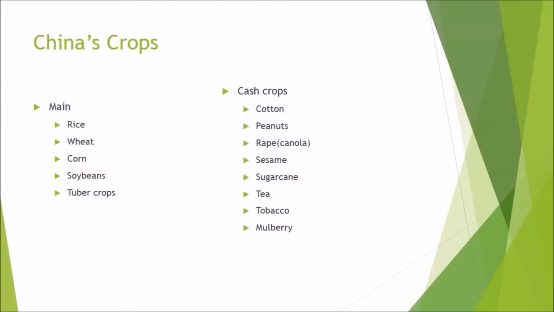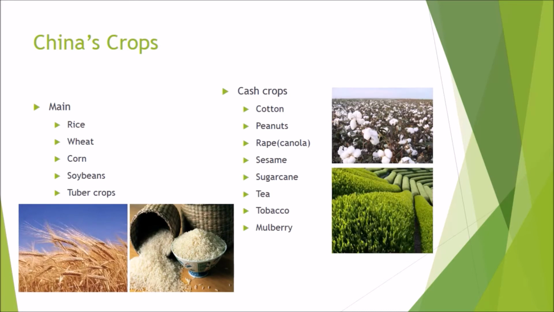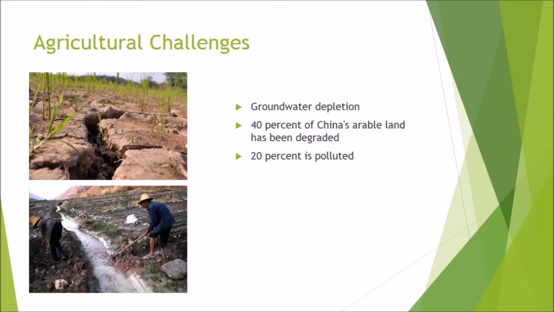Agriculture in China is very diverse, ranging from production of main crops such as rice, wheat, and soybeans to cash crops like cotton, peanuts, tea, and sesame. Increase in agricultural production contributed to a tenfold growth in income per capita over the past 20 years. China faces agricultural challenges due to increased demands such as diminished arable land.